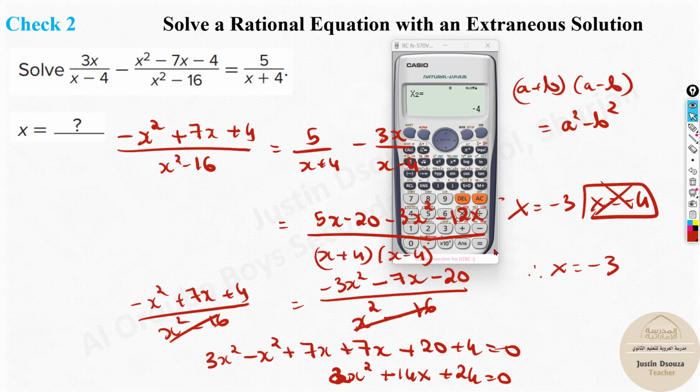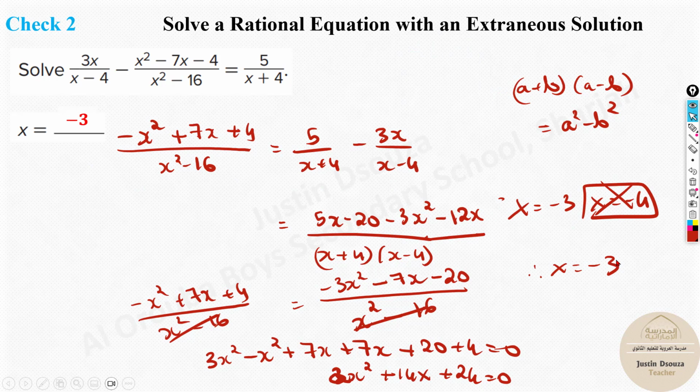Let me just double check the answer. It's minus 3, yes. So it should be minus 3 only. Okay, it can't be minus 4 because it is a solution, but it's an extraneous solution which will be undefined. So that value must not be included. Only minus 3 is included, because if you put minus 3 anywhere in the denominator, you're going to have no problems. So that's how we solve this.